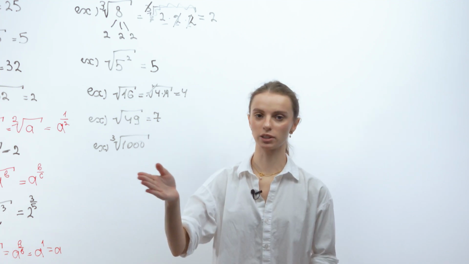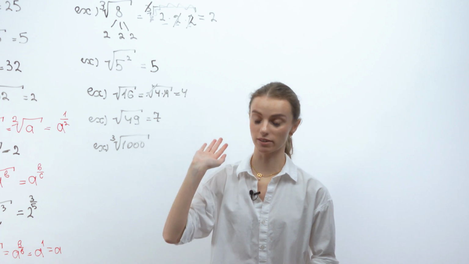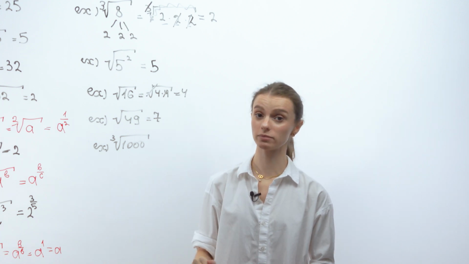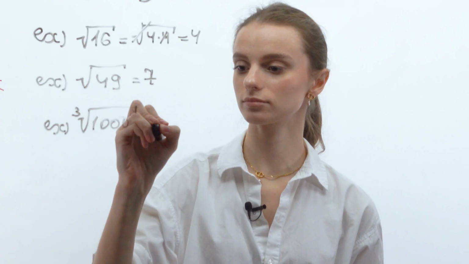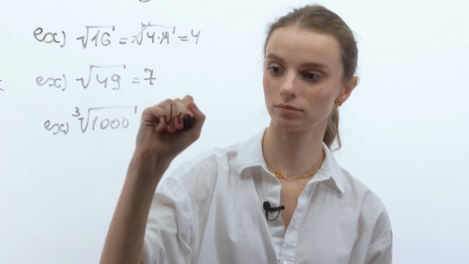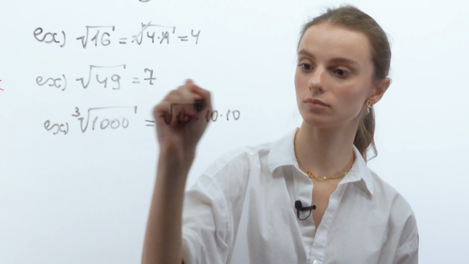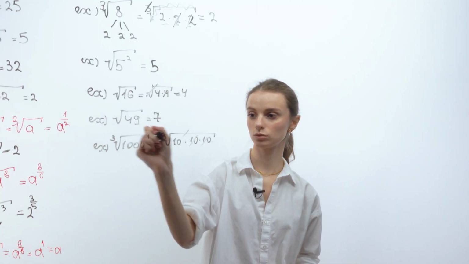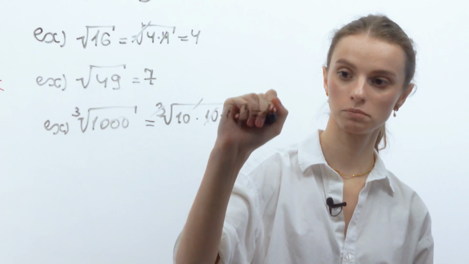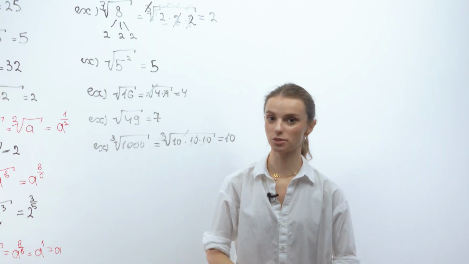Listen, I know it right away because I've done it so many times. I've done so many examples that I know right away that number is going to be 10, right? I have 3 zeros, so 10, 10, 10. Okay, and I'm just going to remove everything. So a cube root of 1000 is going to be 10.